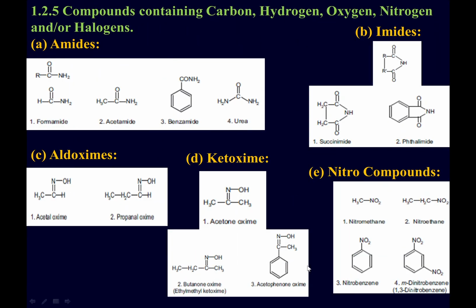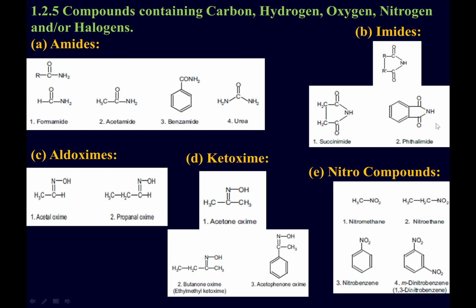The fifth group is, of course, comprising oxygen and nitrogen both. The major group is, if you replace the OH of the carboxylic acid group with NH2 or a substituted amino group, they become amides. Examples: formamide, acetamide, benzamide, urea. You have imides, where one H is again replaced with another carbonyl group and cyclized: succinimide, phthalimide.